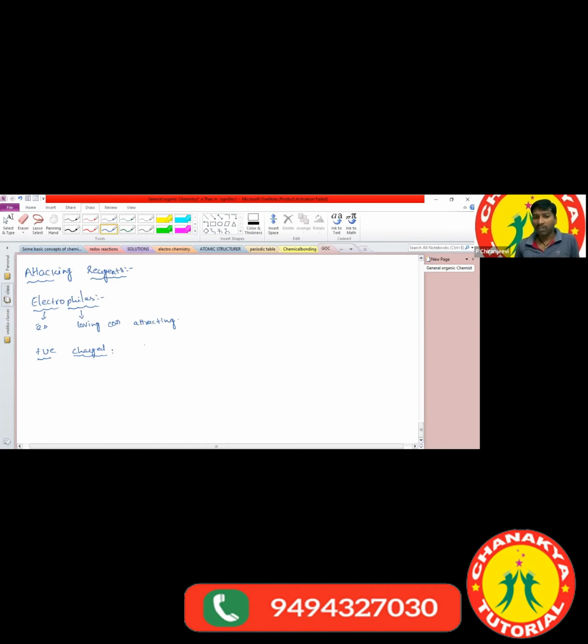What are the examples of electrophiles? H+, Cl+, Br+, I+, NH4+, H3O+, NO2+, NO+ (nitrosonium), CH3+ (methyl carbocation). All these are examples of positively charged electrophiles.